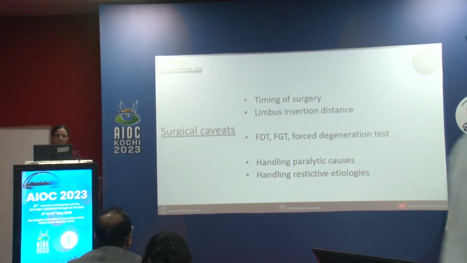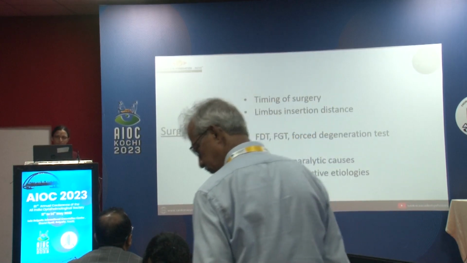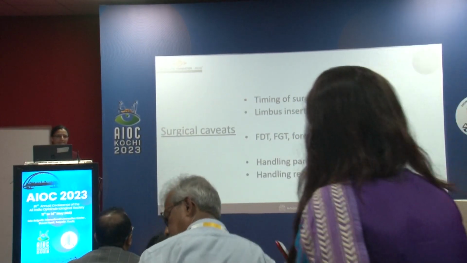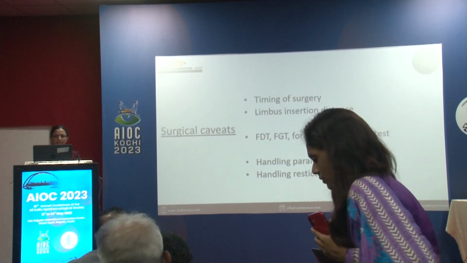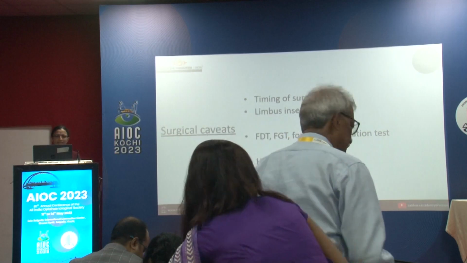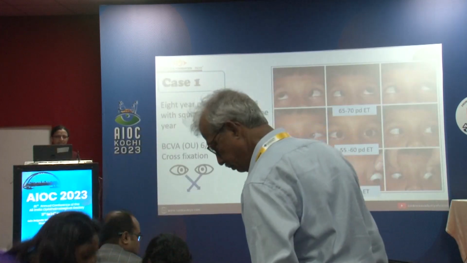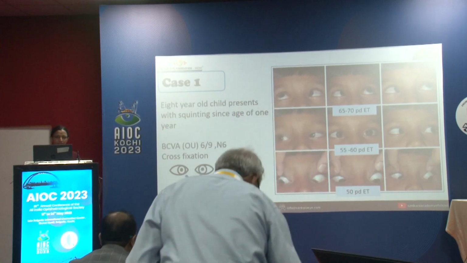Now, when we have diagnosed the probable cause, or the diagnostic clues that you have to pick up in a case of esotropia, let's look at some of the surgical caveats. Timing of surgery is again of importance, especially in a case of infantile esotropia. The limbus insertion distance, again in esotropia, and handling paralytic and restrictive etiology. A few cases before I conclude.